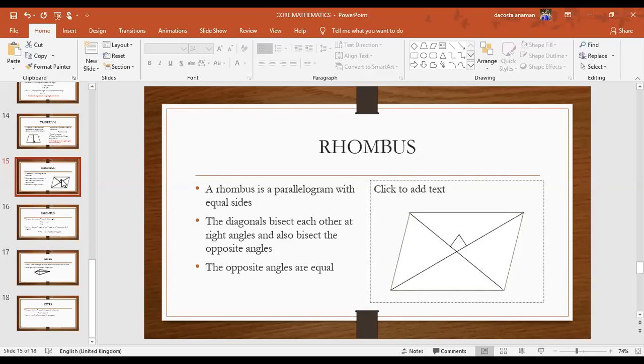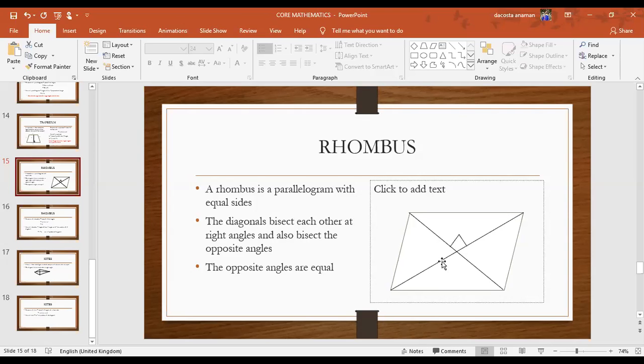Now the diagonals bisect each other at right angles, and also bisect the opposite angles. As you can see, these two diagonals bisect each other at right angles. So these angles that they are bisecting here are 90 degrees. Even if it is not given to you, you have to know that it is 90 degrees.